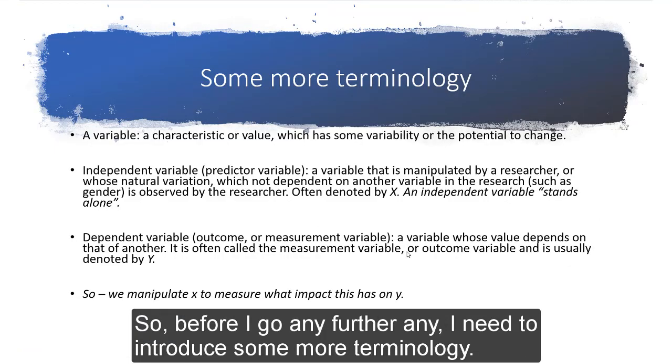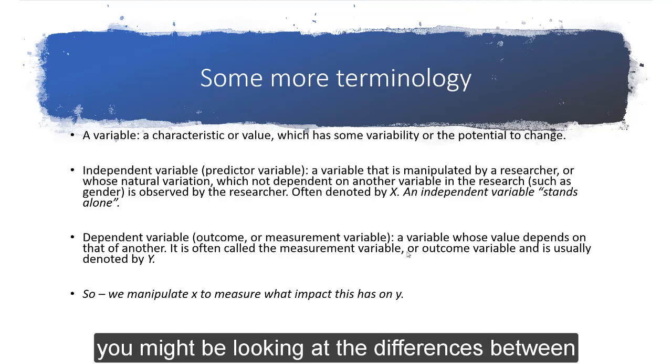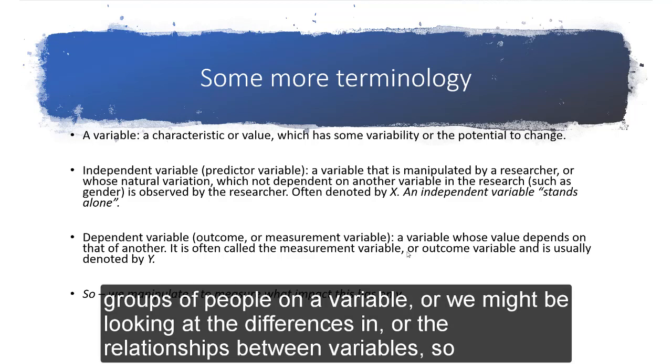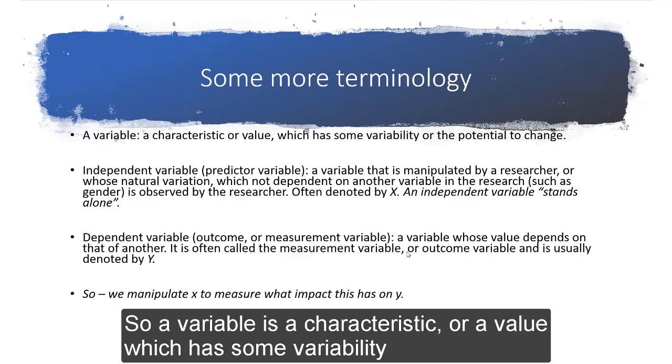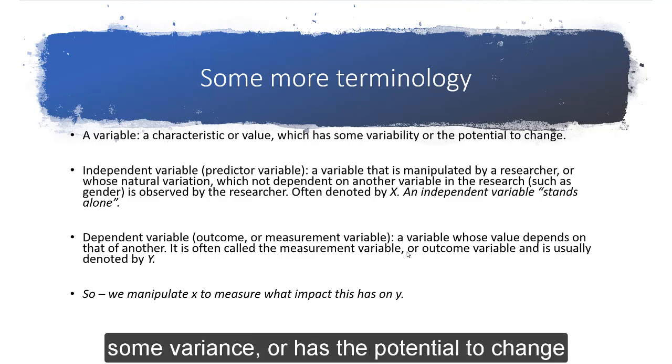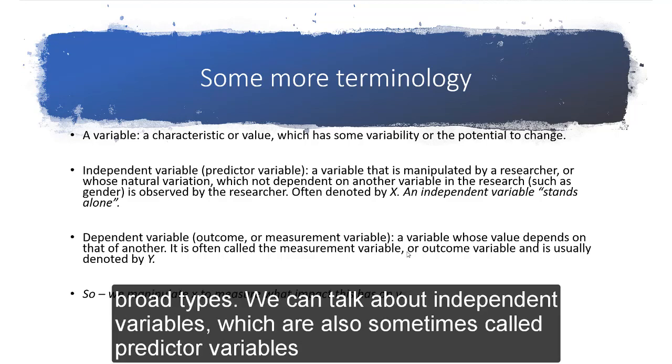So before I go any further, I need to introduce some more terminology. And this is about variables. So I've talked about how you might be looking at the differences between groups of people on a variable, or you might be looking at the differences or the relationships between variables. So let's just take a moment to think, what do I actually mean by variable? A variable is a characteristic or a value which has some variability, some variance, or it has the potential to change. Now within that we could break down variables into two broad types.